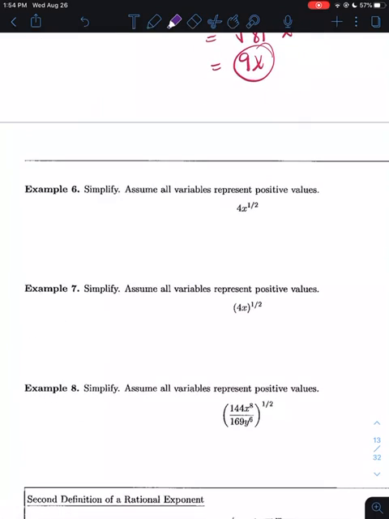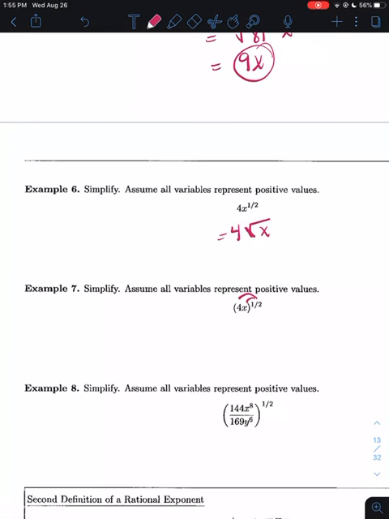All right. If you look at number 6, it says simplify. Well, there's really nothing you can do. The only thing that has a 1/2 is the x. So if I rewrite this, it's just 4 times the square root of x. That's how you'll rewrite it. The x goes underneath a square root.